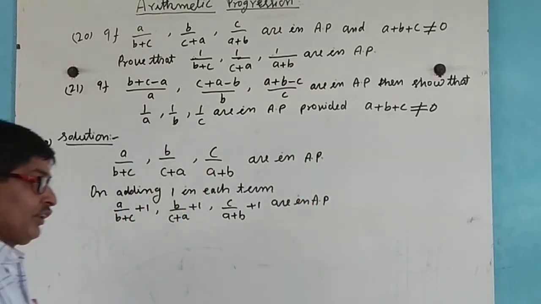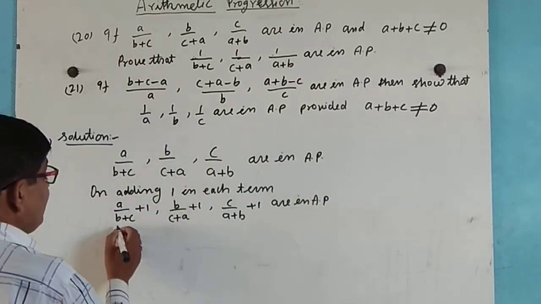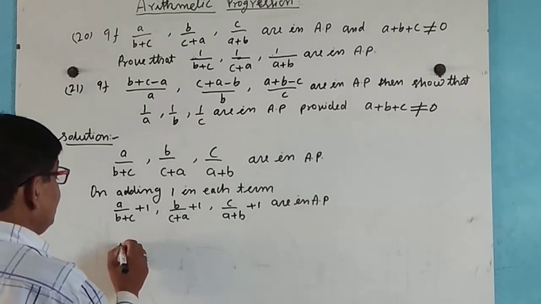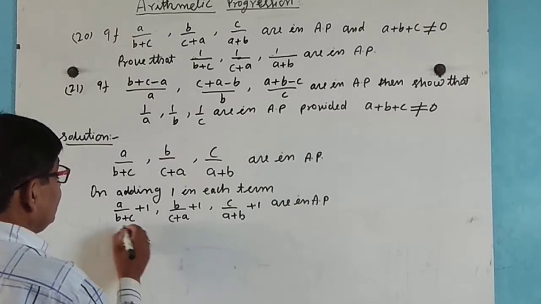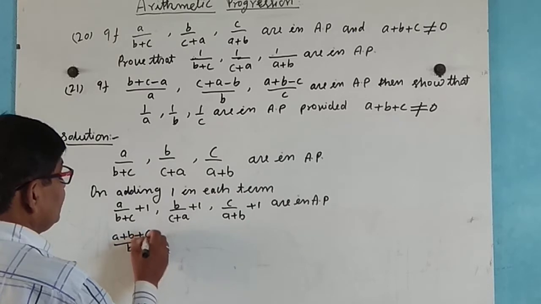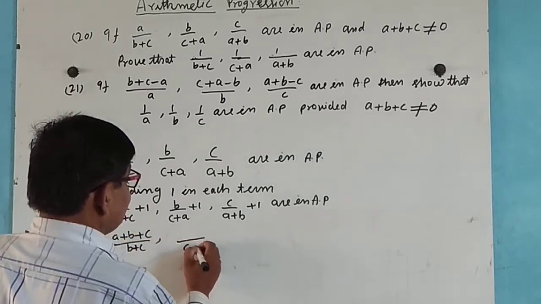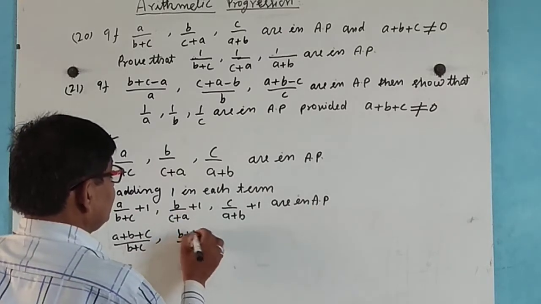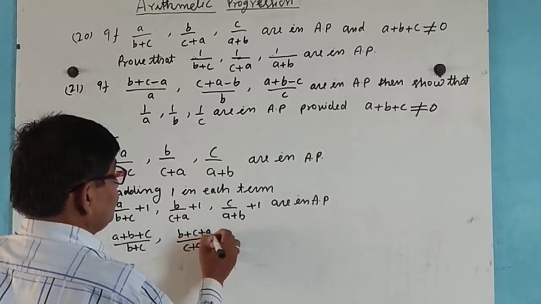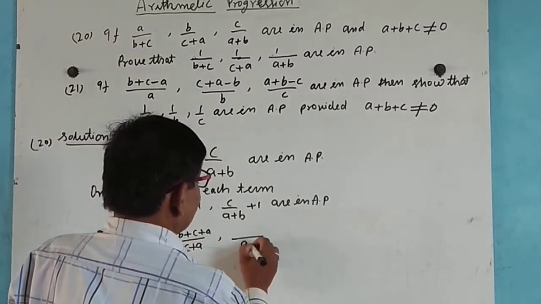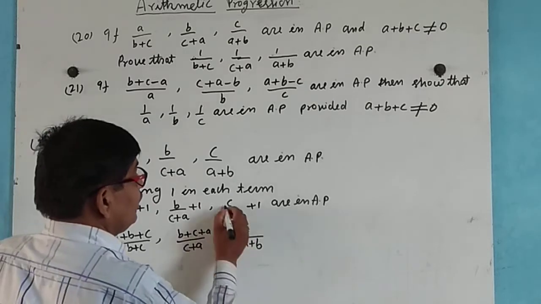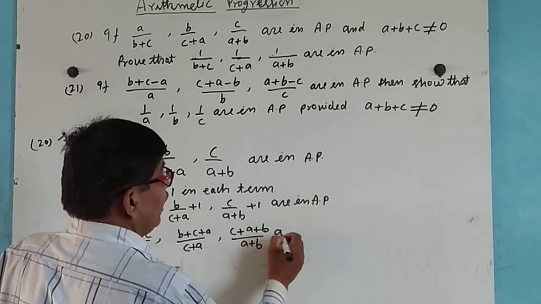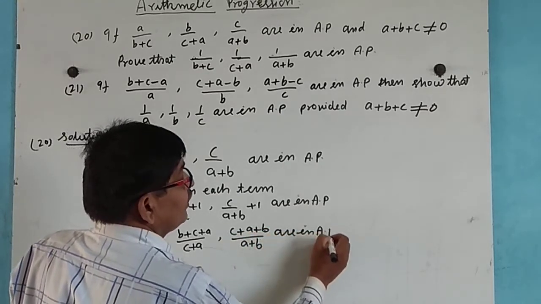This will also be in arithmetic progression. Now we take the LCM. b plus c, here a plus b plus c, also here c plus a, here b plus c plus a, in this case a plus b, also here c plus a plus b are in AP.